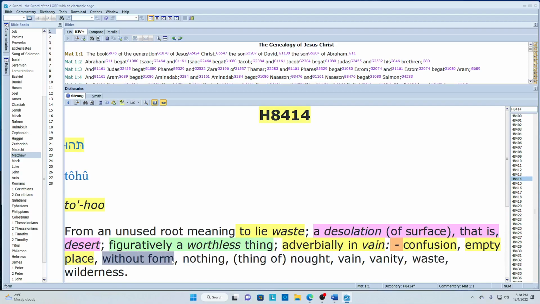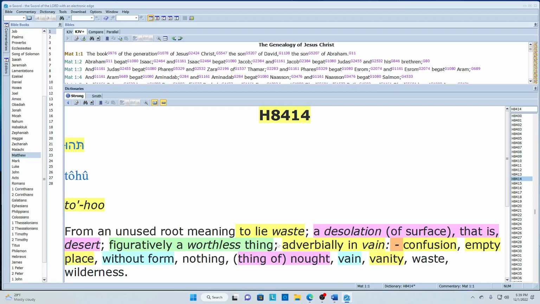There's your "without form" right there. That's the actual word that was used in describing the earth. Look at it. It is nothing. It is a thing of naught. So the earth was a thing of naught. The earth was also vain. Wow. Vain? Isn't that strange? And what else was it? Vanity. Oh, so it's vain and vanity.